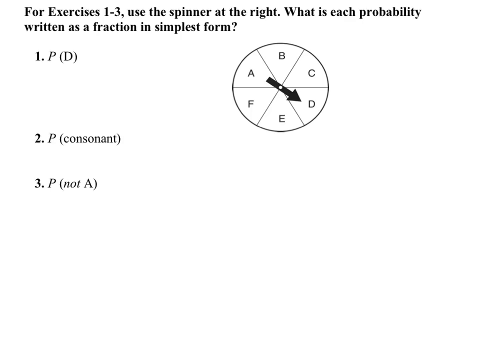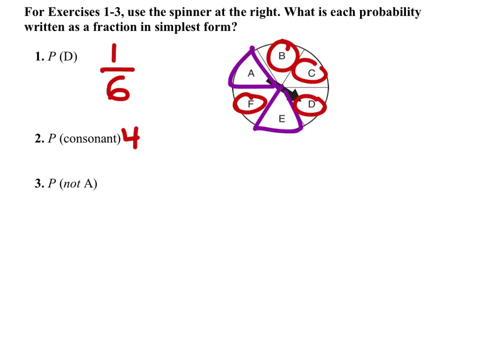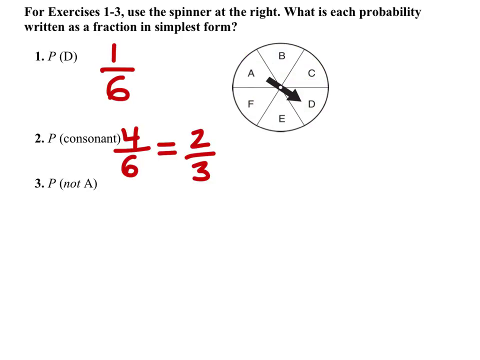For exercises 1 through 3, use a spinner. What is the probability as a fraction in simplest form? It's the same spinner we were just looking at. So for D, there's only one space that's a D out of the 6 total spaces. A consonant is anything that's not a vowel. So we remember these, the A and the E are vowels, which means on this one we got 1, 2, 3, 4 spaces out of the 6 that are not vowels or that are consonants. And this could simplify to 2/3 as well. Either one works. Now finally, let's look at the probability of not A. Yeah, that's very good. 5 of the spaces are not A out of the 6 total spaces.